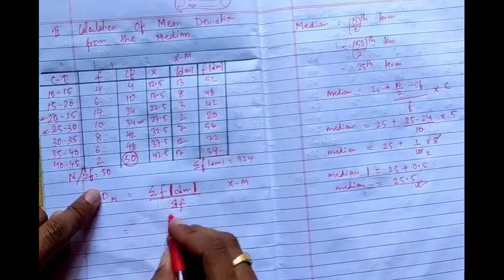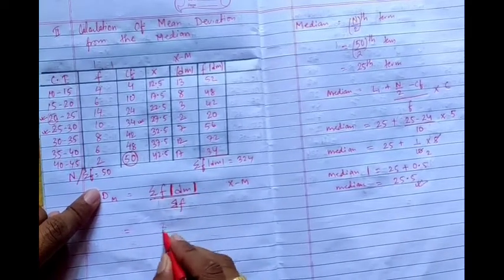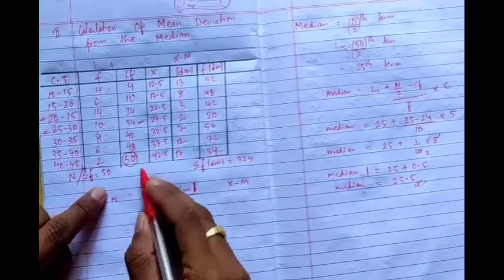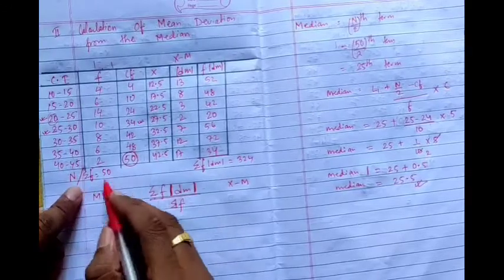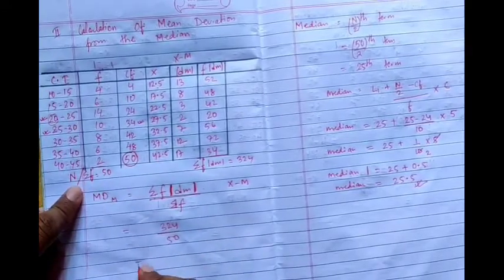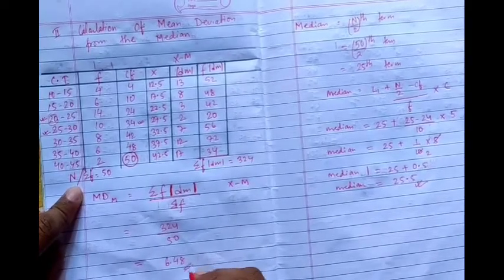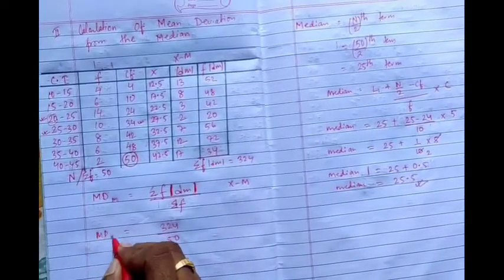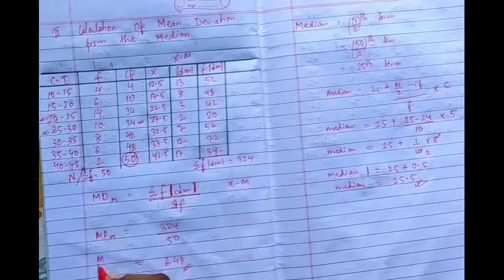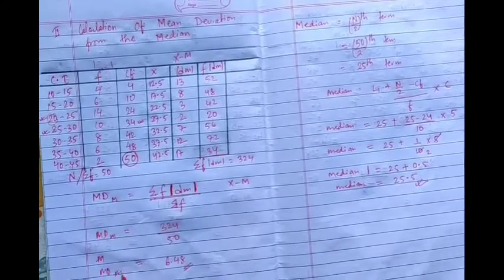Now we'll substitute these values. So summation f dm, how much did we get? 324. And what was summation f? 50. So when we divide it, how much will we get? 6.48. So this is the mean deviation from median. Understood? Mean deviation from median.